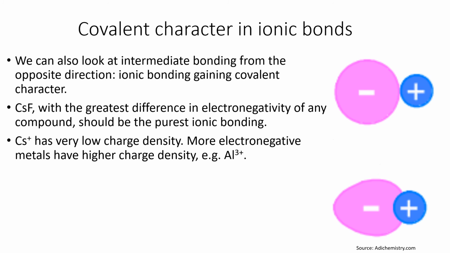So cesium has the smallest possible charge of 1 plus for a cation, and it's also a large ion. Down there in the 6th row of the periodic table, so a particularly low charge density for the cesium ion. But actually, when you start looking at metals which are slightly more electronegative than cesium, we see that the ions start becoming more charge dense. And a fairly extreme example I've got here is aluminium 3 plus. Aluminium is in the 2nd row of the periodic table, so certainly a smaller ion from that point of view.